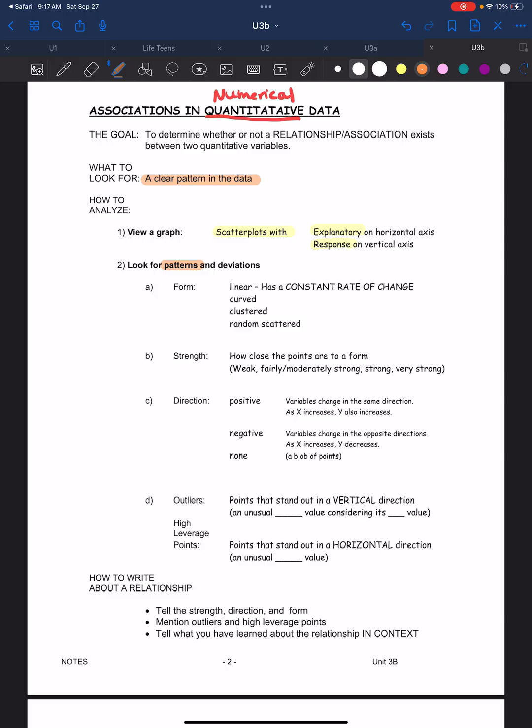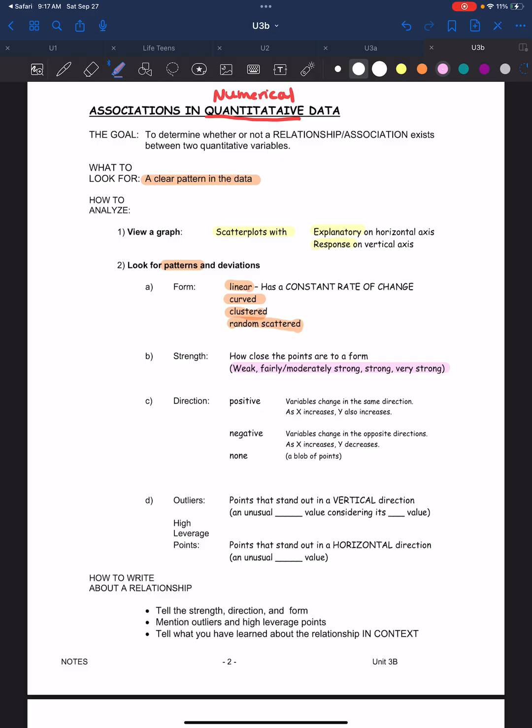There are different patterns that you could see. You could see that they look linear or curved or clustered or random and scattered. Once we see that, we can comment on how close they are. So we'll look at the strength of the pattern. Some of them will be really weak, some of them will be really strong, like really look linear, kind of look linear, really look curved, kind of look curved. So we're going to comment on how strong they are.